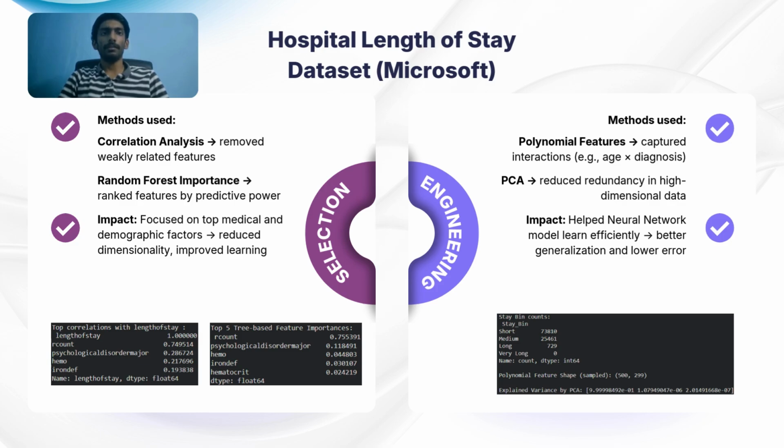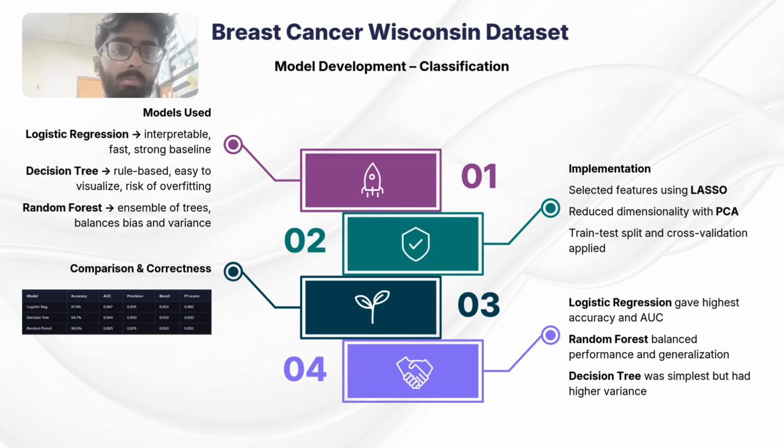In the hospital length of stay dataset, we applied several feature selection techniques to improve the neural network model. Correlation analysis helped us remove features with a very weak relationship to the target. Random forest feature importance allowed us to rank the remaining features based on their predictive usefulness. In addition, we engineered polynomial features to capture interactions between factors such as age combined with diagnosis type. PCA was used to reduce redundancy in the dataset, which improved model training speed and stability.